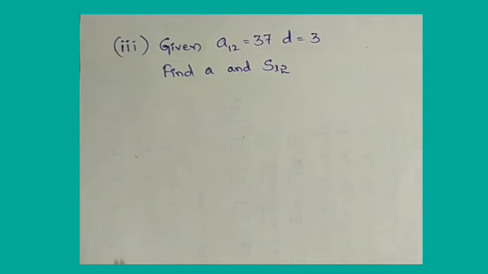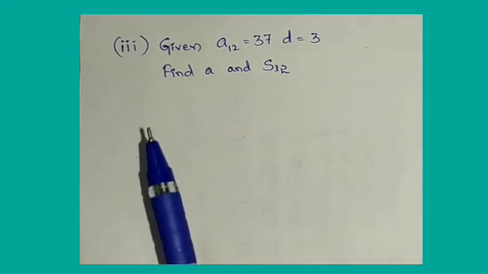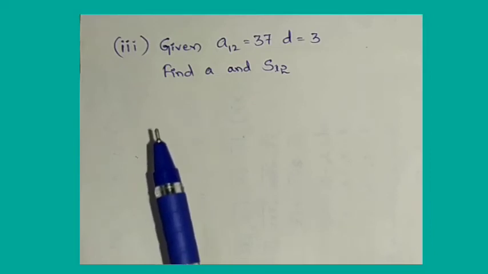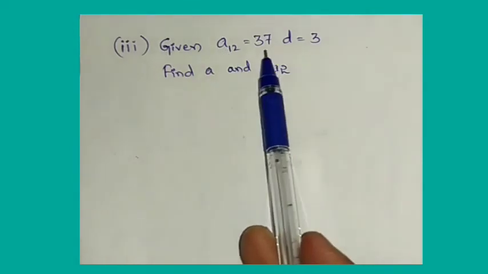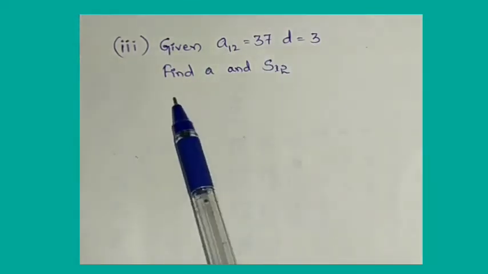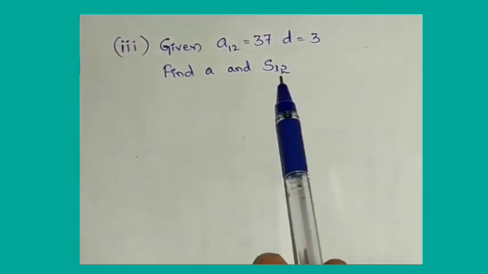So now directly I will take the third one. The second one and third one are almost similar. So according to the third, you do the second one as your practice. Now here they have given a12 equal to 37, d equal to 3. You have to find a and s12.